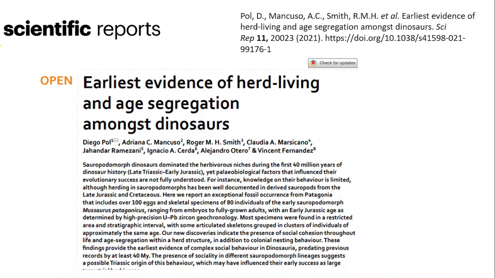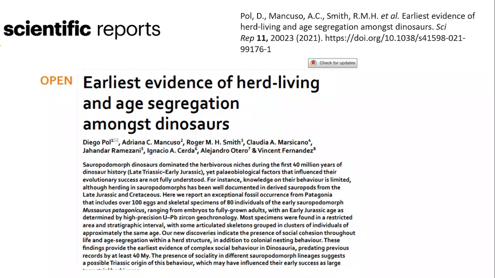This is not on a creationist website, or rather, it's not on there yet. I like to anticipate what I think young Earth creationists are going to talk about in the next week or two. This is an article from Nature Scientific Reports: Earliest evidence of herd living and age segregation among dinosaurs. It doesn't sound very exciting, but it really is about a fossil site down in Patagonia in South America. A fantastic fossil site, which includes dinosaur nests.